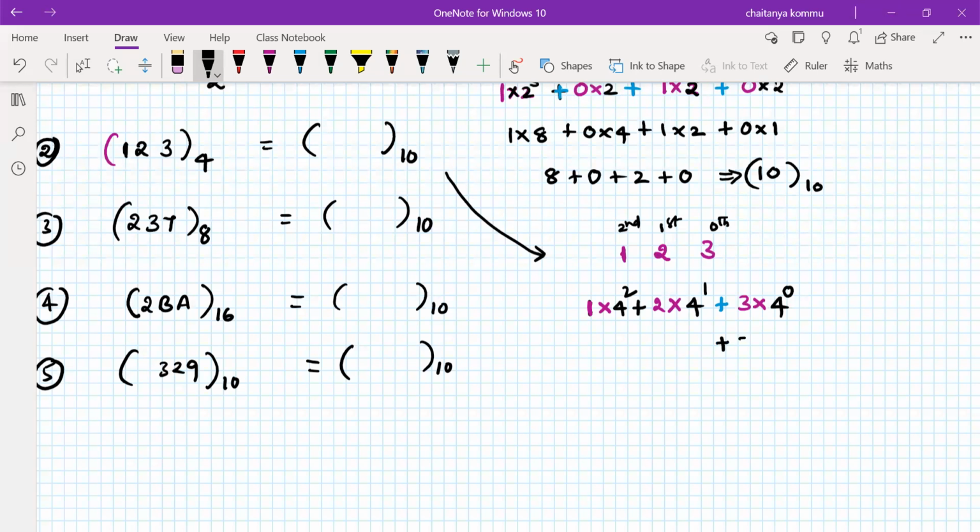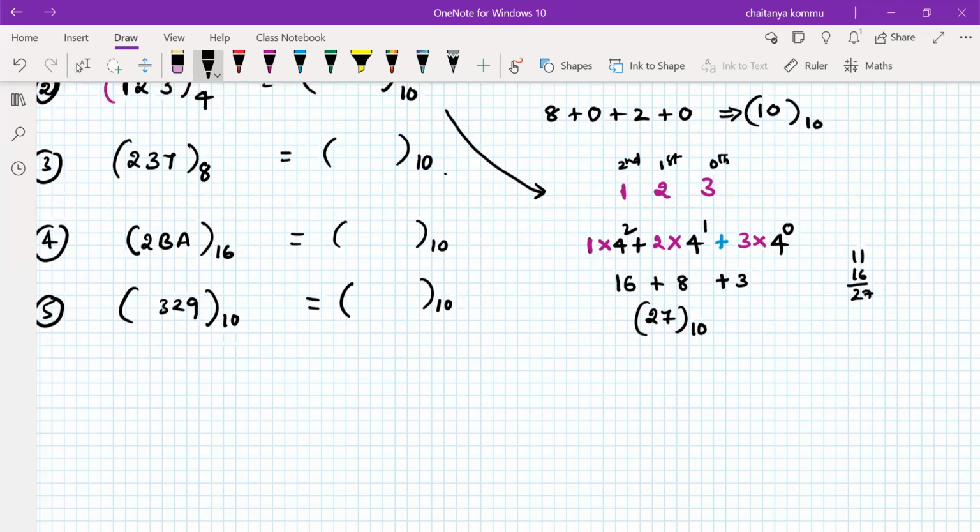This value is 3 into 1, plus 4 into 1, plus 2 into 16. What is the value of this one? It is 27. Therefore, 27 in decimal number system. I hope you understand the point. Let us consider another one also. Quickly, let us do it.